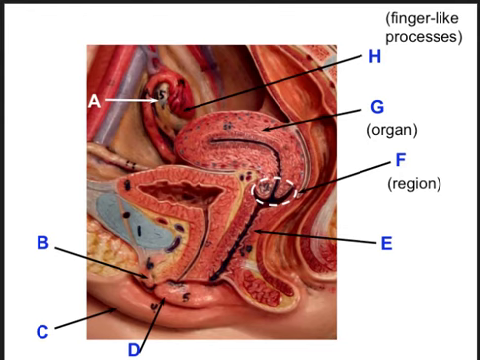Moving on, we're zooming in here on a sagittal section through the female pelvic region, and we've removed some of the overlying structures from the previous slide. A is pointing to the ovary. B is pointing to the clitoris. C is pointing to the labia majora. D is pointing to the labia minora. E is pointing to the vagina. F is pointing to the cervix. And G pointing to the uterus. And finally, H is pointing to the fimbriae.